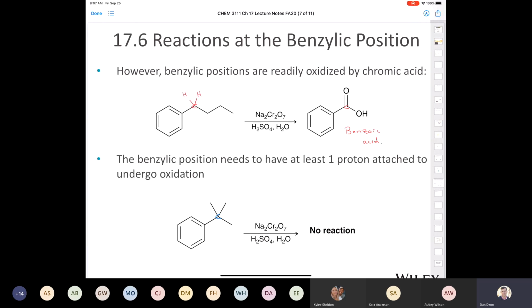And you have to be able to remember all of these reagents have to be put together to make chromic acid. So chromic acid is something that's kind of made on site. You make it when you need it, okay? That's why you mix all of these reagents together.